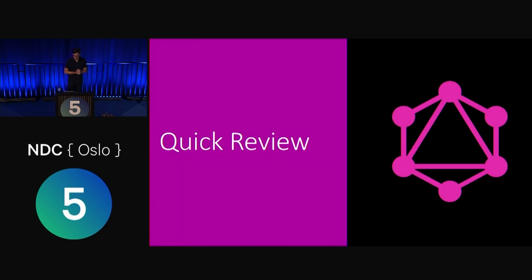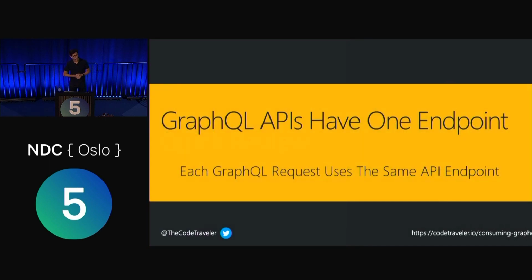OK, so let's do a quick review on GraphQL. GraphQL APIs have one endpoint. So every GraphQL request you make, whether you're going to do a query, a mutation, changing something on the server or not, you're going to hit the same endpoint. If you want to, you can have multiple GraphQL endpoints at your company. Some companies do that for, say, a public-facing GraphQL API and an internal GraphQL API. That's totally cool. But you don't have to. Everything can go through the same endpoint.